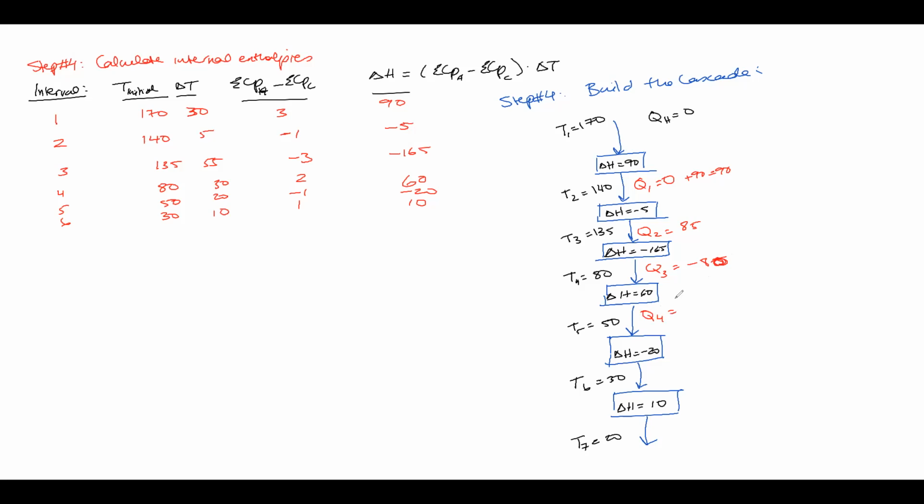Q4 will be minus 80 plus 60, so this is minus 20. Q5 in this case will be minus 20 minus 20, so this is minus 40. And your final Q, you can call it Q6, usually you call it QC, will be minus 40 plus 10, minus 30. So this is the first step in building the cascade diagram. And once you do this, we're looking for the lowest heat along the cascade. So I'm looking for the lowest Q. I think we're jumping steps, but anyways, this will be the next step.